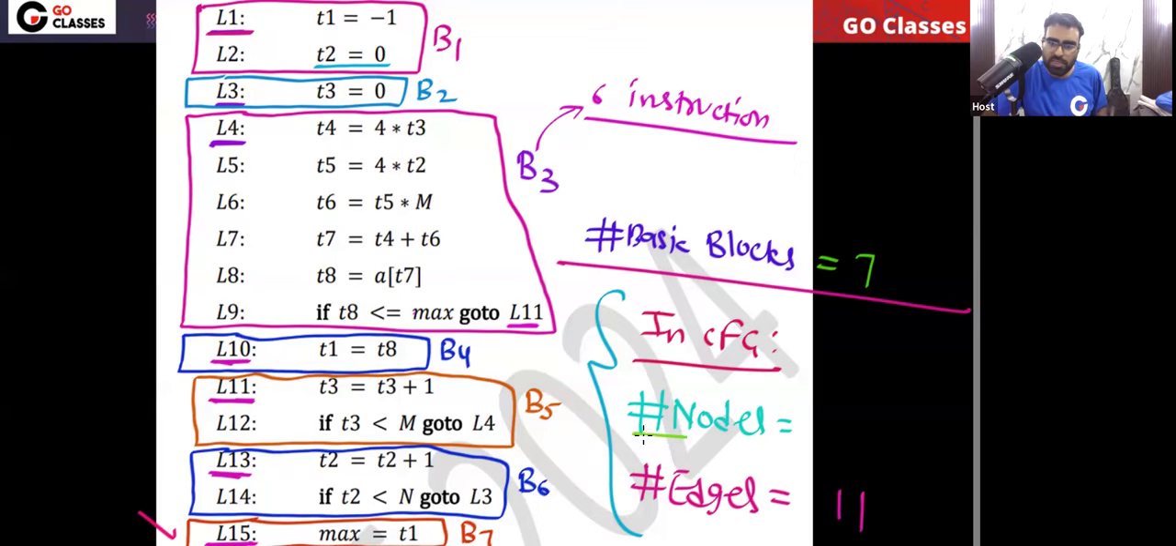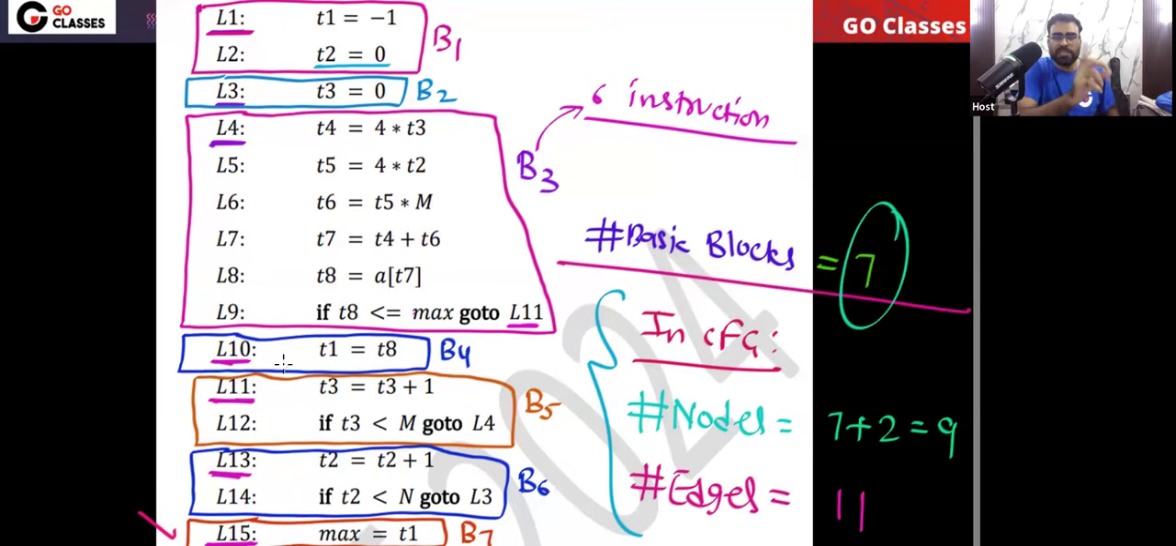And what will be the number of nodes? That will be the number of basic blocks plus two special nodes, one entry and one exit. So there are a total of 9 nodes in the control flow graph. And remember, the basic blocks are only 7, because the entry node and exit node are special nodes in the control flow graph. They are not basic blocks. A basic block is a property of the program; in the program you find how many basic blocks there are.